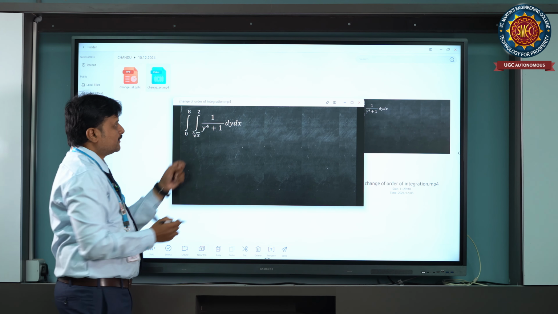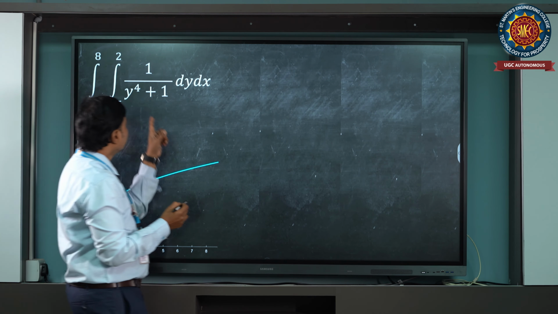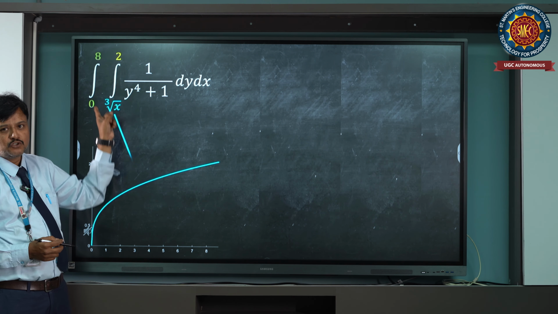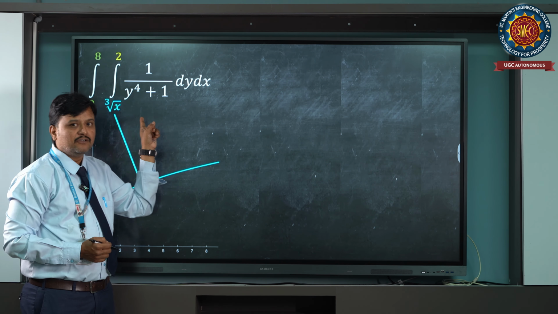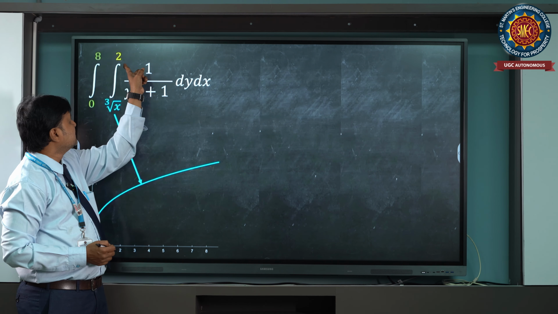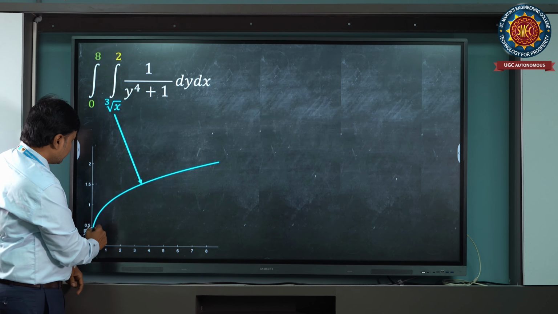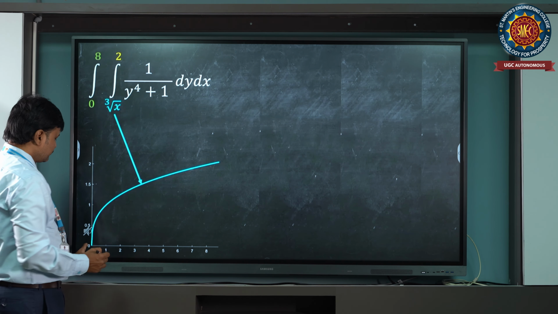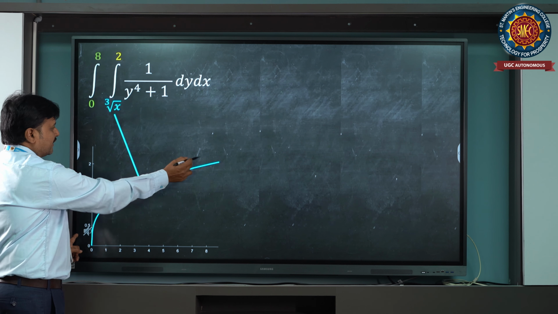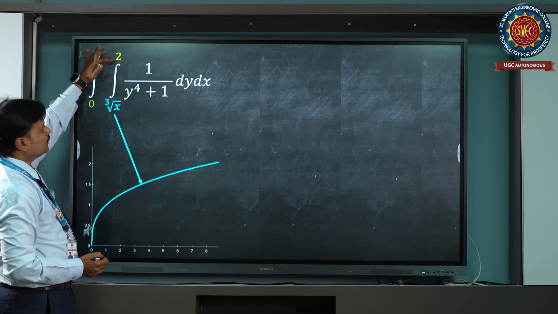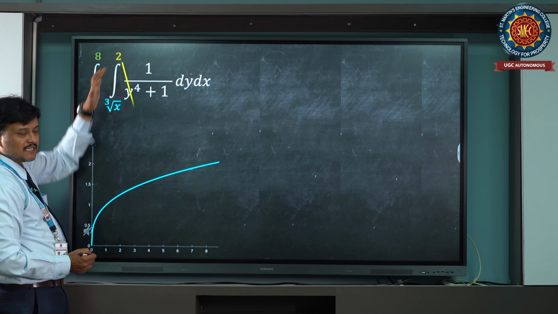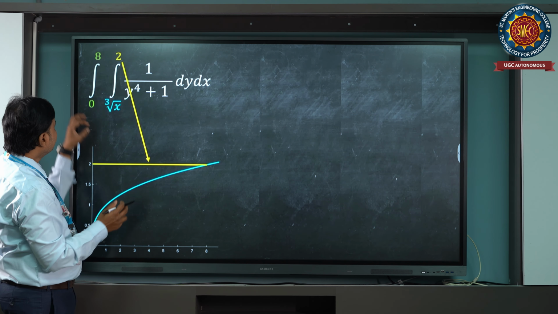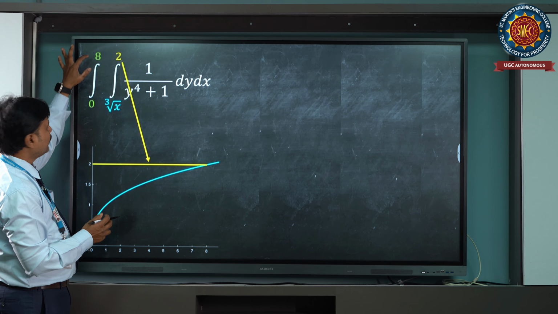Here you can see the interior limits are functions of x, so these limits belong to y. So y is equal to 3 root x to y is equal to 2. The curve of 3 root x is like this, starting from 0, and y is equal to 2, which is parallel to the x-axis. This is the y is equal to 2 line. Coming to the outer limits, it is 0 to 8.